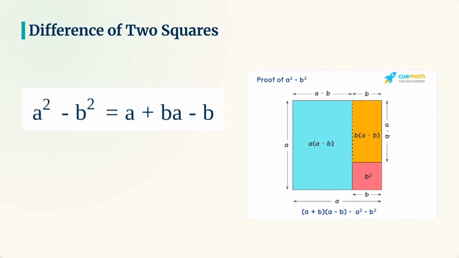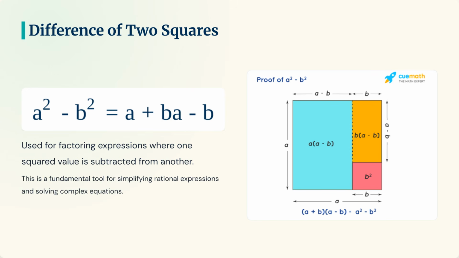The difference of two squares, a² − b² = (a + b)(a − b), is key for factoring. This is a fundamental tool for simplifying rational expressions and solving complex equations.